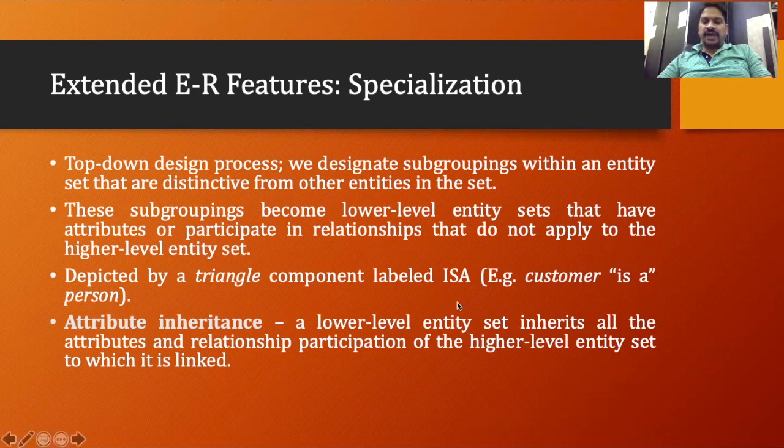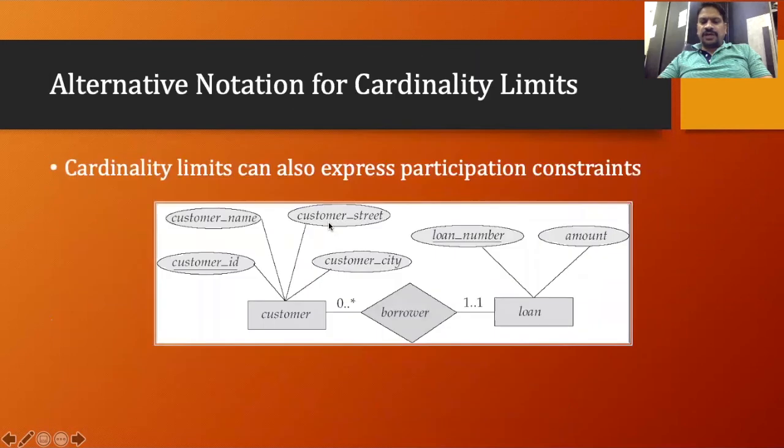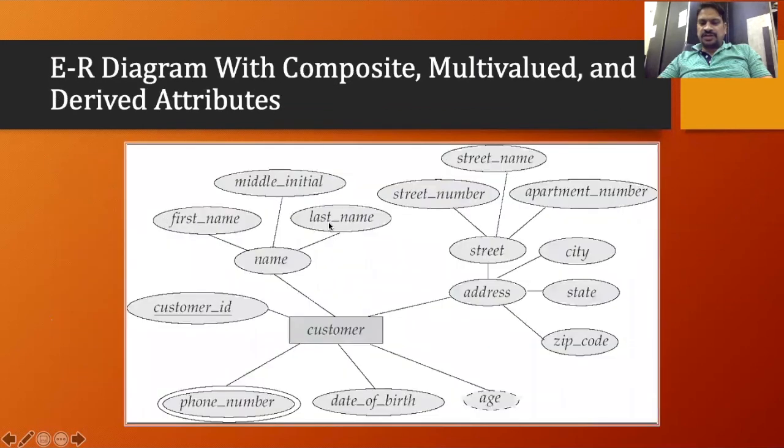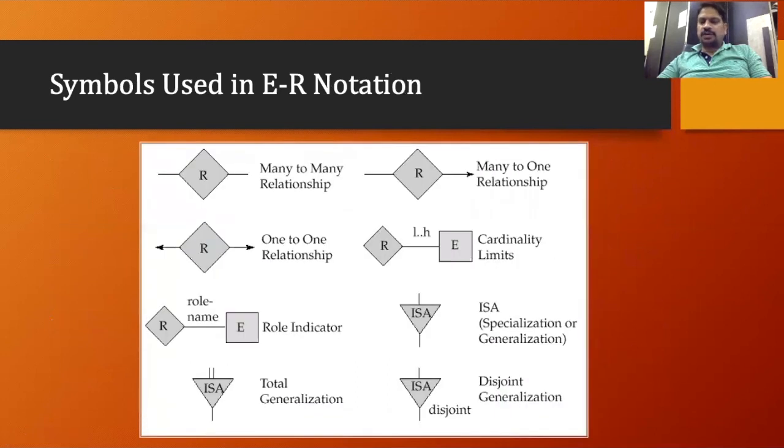ISA stands for attribute inheritance. So here we have the concept of inheritance. A lower-level entity set inherits all the attributes and the relationship participation of the higher-level entity set to which it is linked. I have given you the diagram of specialization and generalization. Specialization is a top-down approach and generalization is a bottom-up approach.